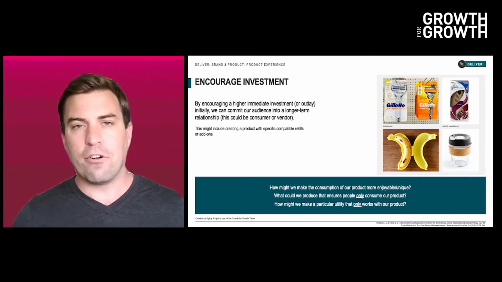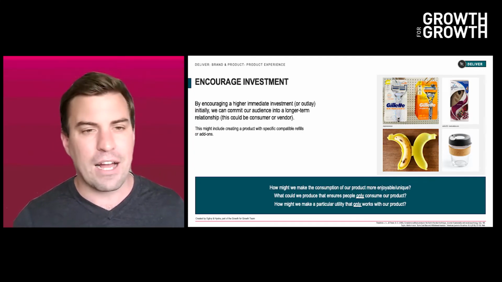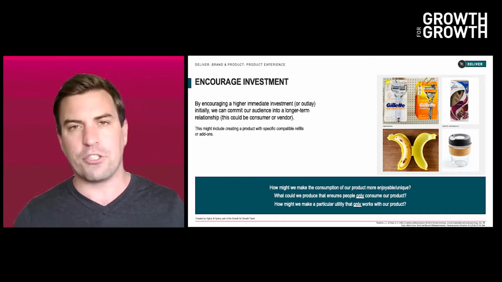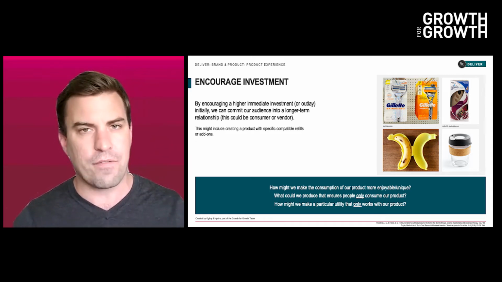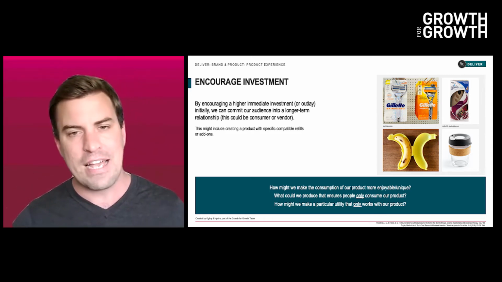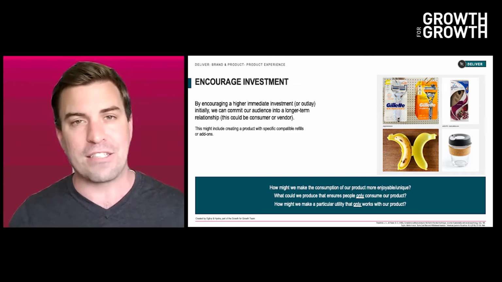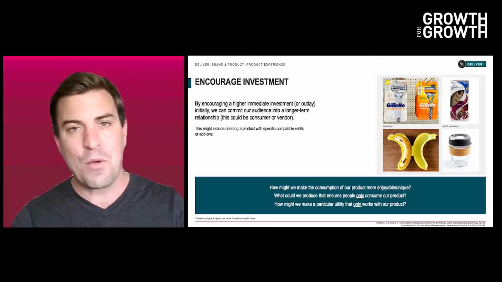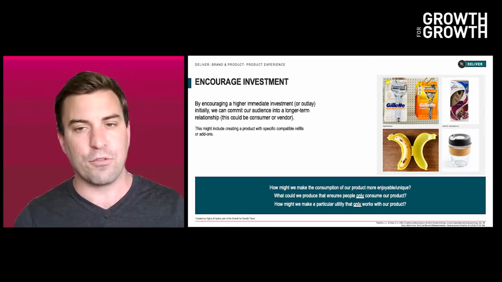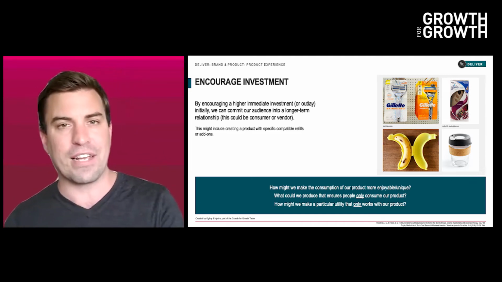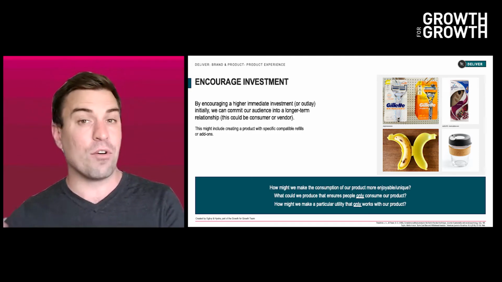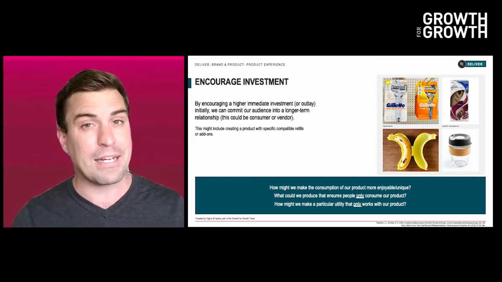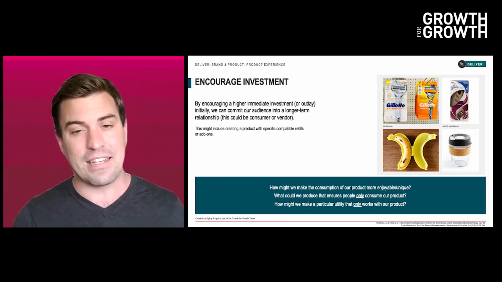Now we move to encouraging investment. Right? By encouraging a higher immediate investment or outlay, we can commit our audience to a longer term relationship with us. We have a sense of sunk cost. We find it very hard to cut our losses and walk away. It's often known as the razor blade strategy. Right? If we have a Gillette razor, we're more likely to use Gillette blades more frequently. If we've invested to get a Glade scent maker, we're more likely to get Glade scents to use in that maker, but also because we've already invested in this service.